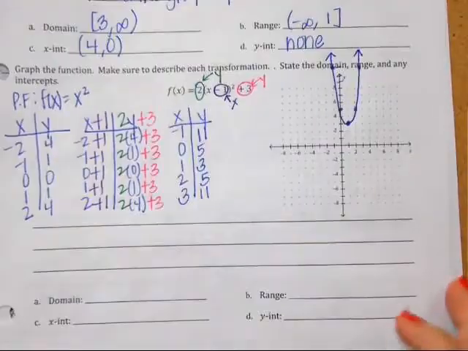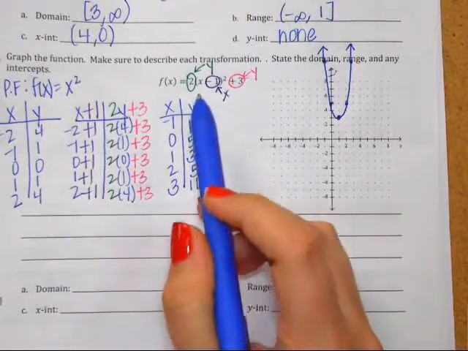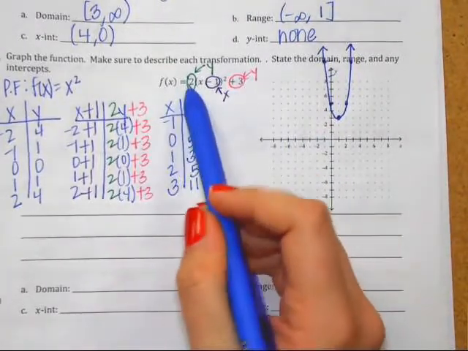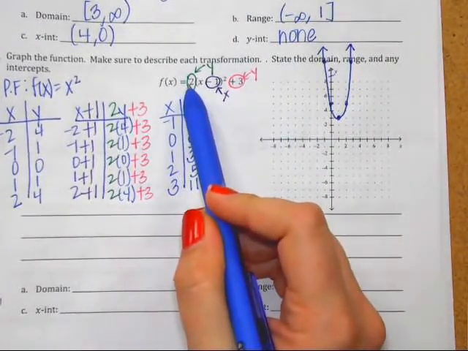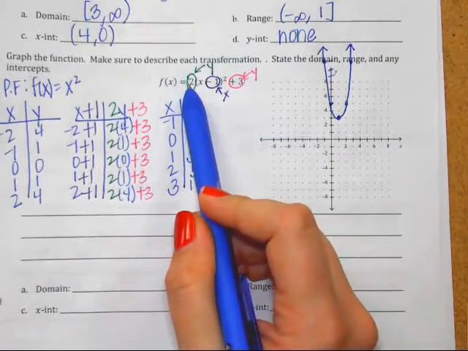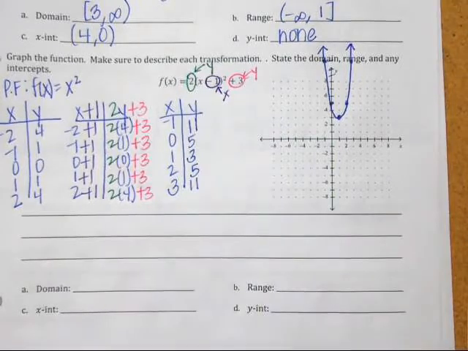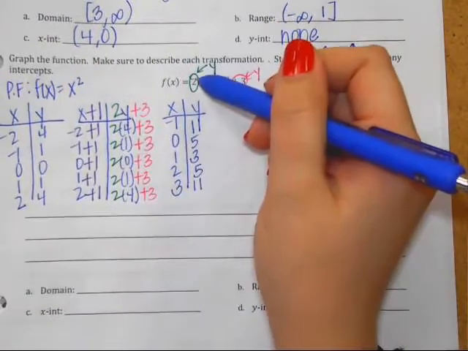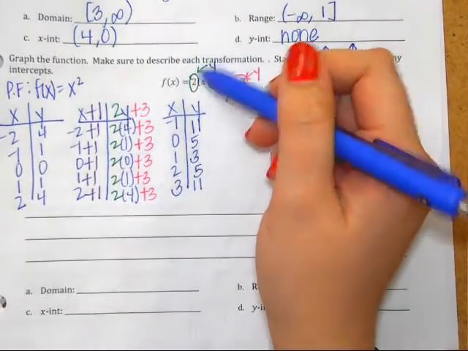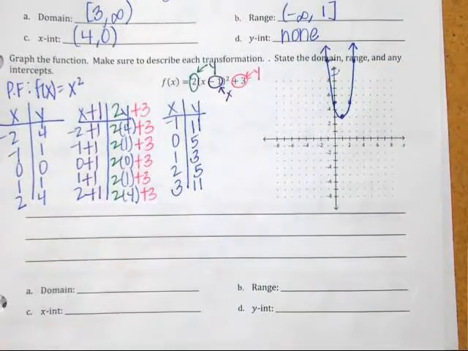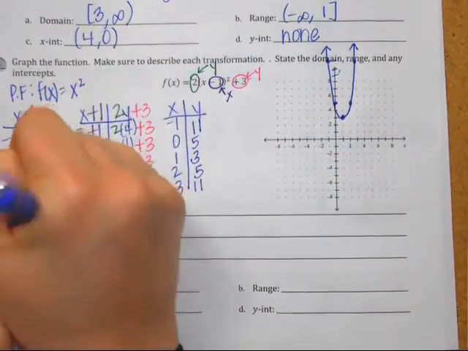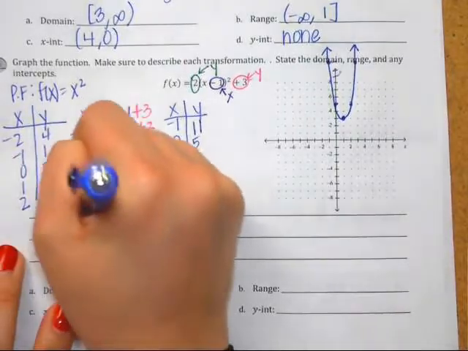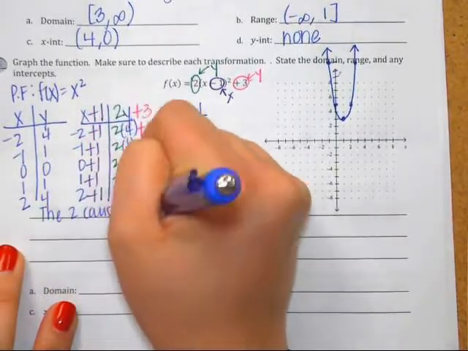Okay, so now we need to describe our transformations. We have the 2, the negative 1, and the 3. Remember, whenever y is being multiplied by a number that's greater than 1 or negative 1, because the negative always causes a reflection, the 2 causes either a stretch or compression. So when it's bigger than 1, so 2, 3, 4, it causes a stretch, whereas a compression would be like 1/2, 1/3, 1/4. So the 2 caused a stretch.